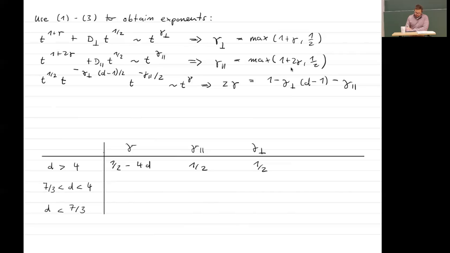Then we get 3 minus 2d over 2d plus 1. This will be 1/2. And this will be 5 over 2d plus 1. And this is the case that we have here.